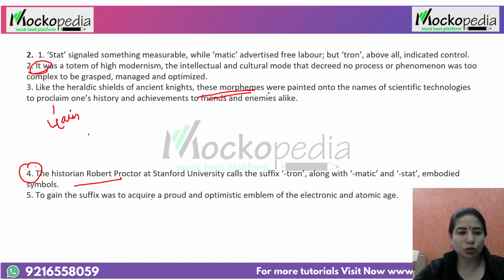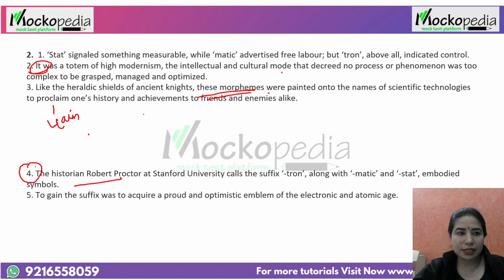To gain the suffix was to acquire a proud and optimistic emblem of the electronic and atomic age. So if you are going to see how I fit in the other statements, like heraldic shields, these morphemes are painted onto the names of scientific technology, right? So these symbols were the morphemes.